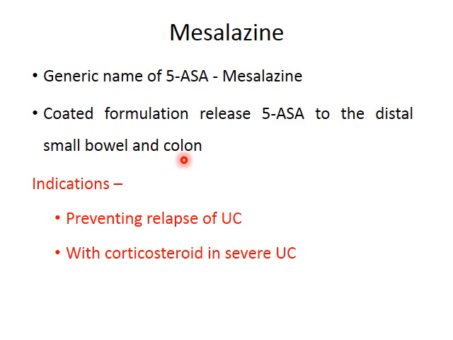where the action is desired. So like sulfasalazine, the primary use of mesalazine is for preventing relapses of ulcerative colitis, as well as it is also used along with a corticosteroid in case of severe ulcerative colitis. It is mainly used with the corticosteroid. So the major use of 5-aminosalicylic acid derivatives is in ulcerative colitis. They are not indicated for the treatment of Crohn's disease.